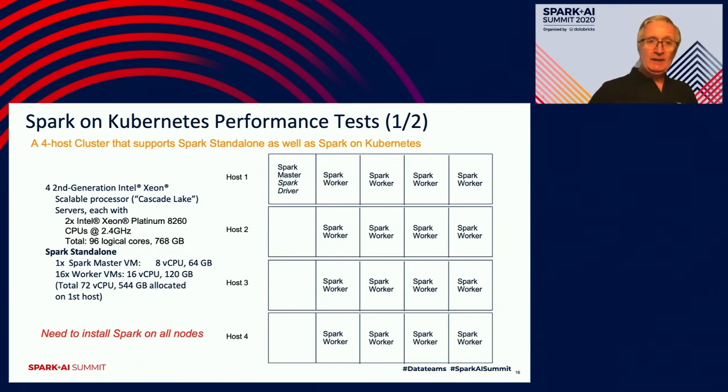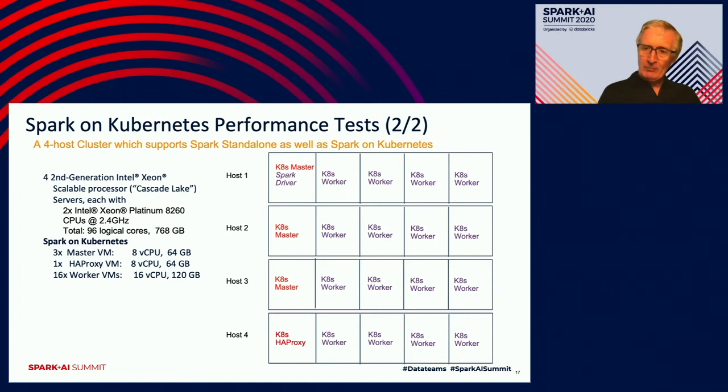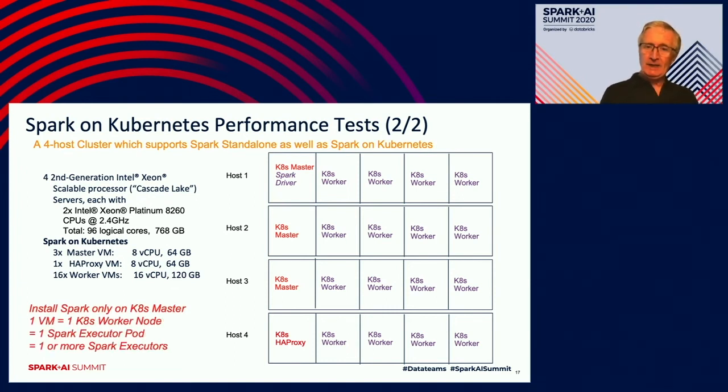And so in total on the first host, we had 4 × 120, that's 480 gigs for the workers, and another 64 for the Spark Master, making 544 gigs allocated on that first host. Now we're going to fill those empty slots on host 2, 3, and 4 when we deploy Kubernetes onto this. And that's going to be the next picture that you'll see. Remember, the same hosts, the same virtual machines in all cases.